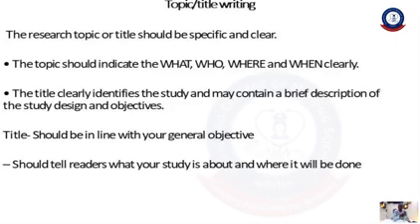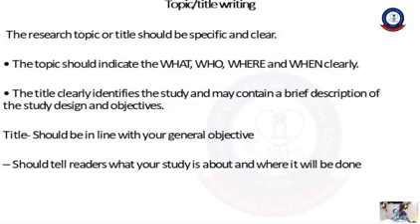Then the title clearly identifies the study and may contain a brief description of the study design and objective. You must design your study, how you go about it. If you like, you call it a time plan; if you like, you call it design of the study. And it must also have an objective. You must have a specific objective that you want to achieve through that topic. Then the topic should tell readers what your study is about and where it will be done.